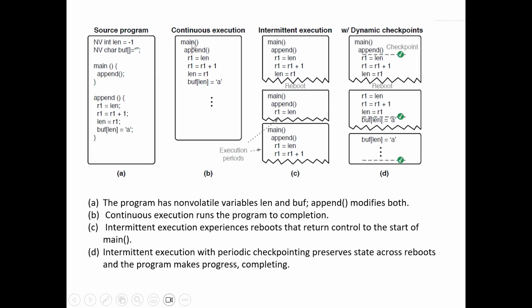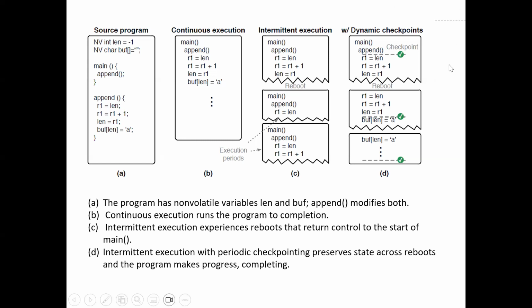In continuous execution, you start from main and go all the way to the end. But in the intermittent execution, you start from main, let's say you reach length is equal to R1, and then you lose power. The system reboots. Now you again start at main, append R1 is equal to length. Let's say you again lose power. Again, you start at main, append R1. This should not be happening, because then your program will never be completed.